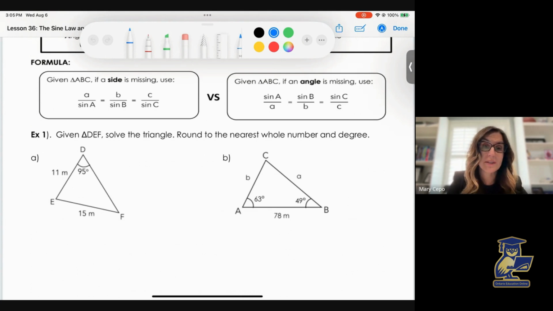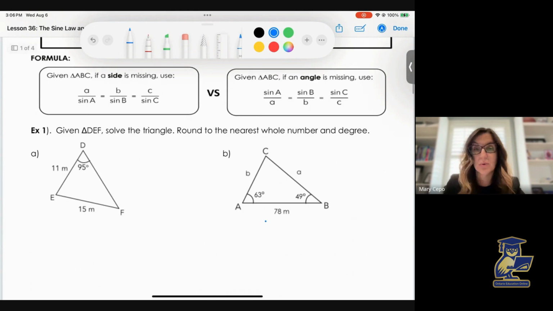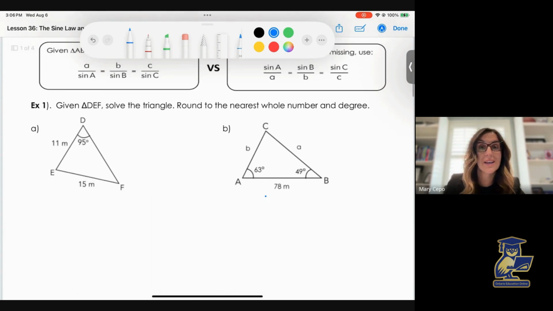Given triangle ABC, if a side is missing, we would set up the ratios: side A over sine of angle A is equal to side B over sine of angle B, which is equal to C over sine of angle C. However, if you're given a triangle ABC and an angle is missing, we would just take those reciprocals, and notice we would start with sine of A over side A equals sine of B over side B, which is equal to sine C over side C.